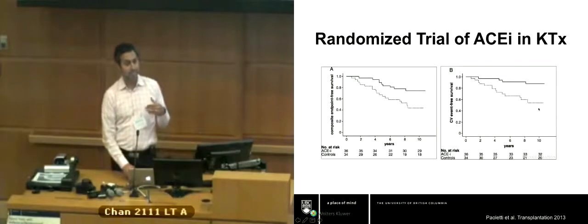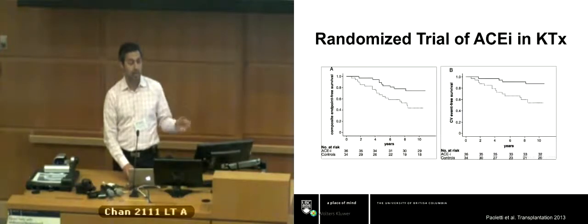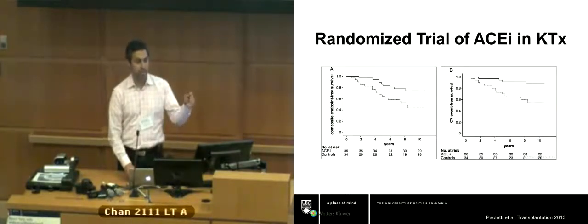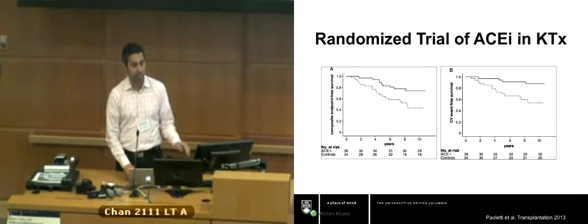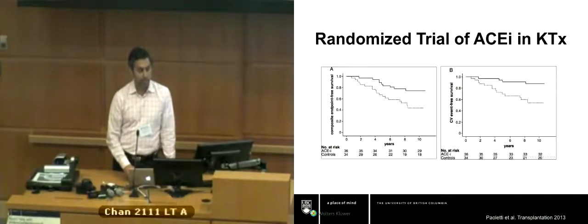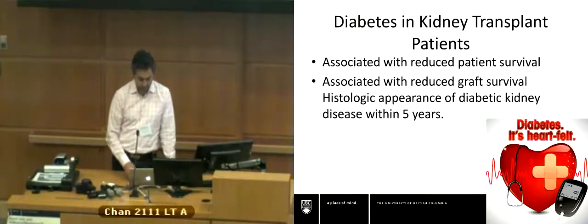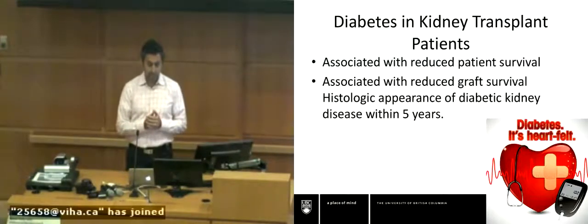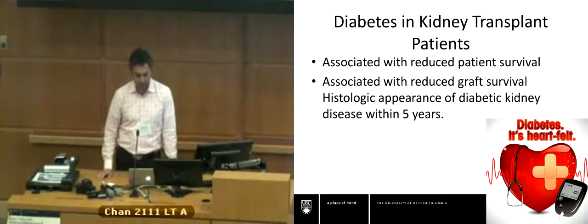So I think there's enough evidence for me to say that patients who receive a kidney transplant should ideally be on an ACE inhibitor if they are hypertensive, because I think there are enough studies and meta-analyses that show a signal in that direction, that there is benefit in preventing cardiovascular events and mortality as well. So diabetes is also a key risk factor for coronary disease.